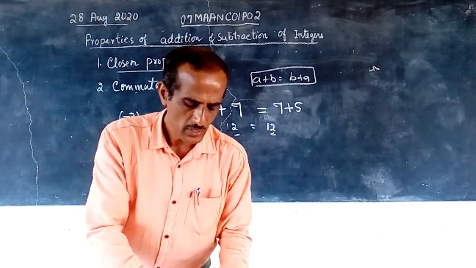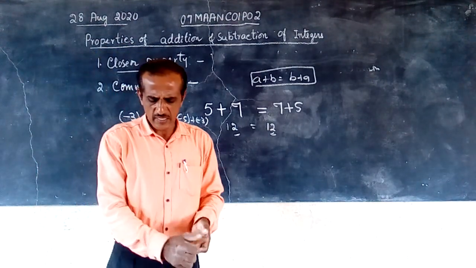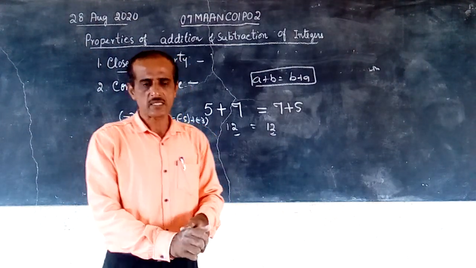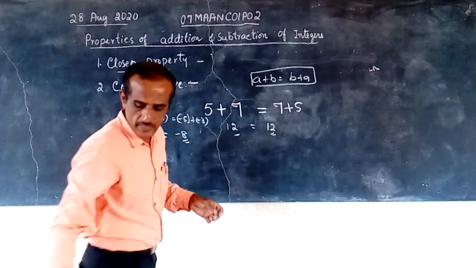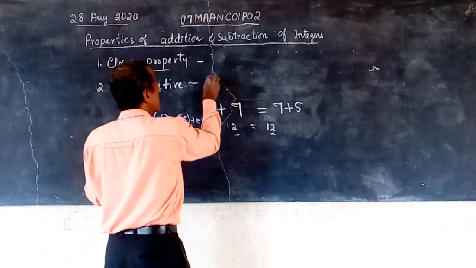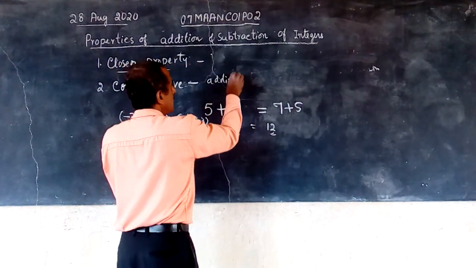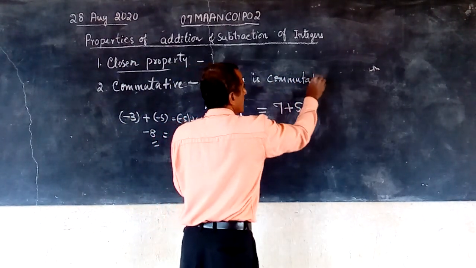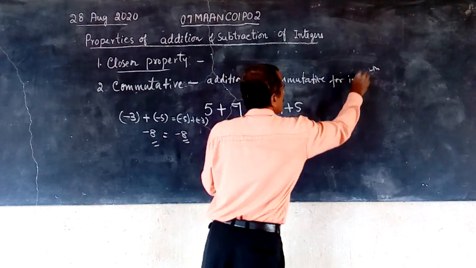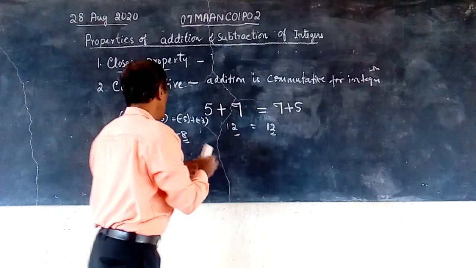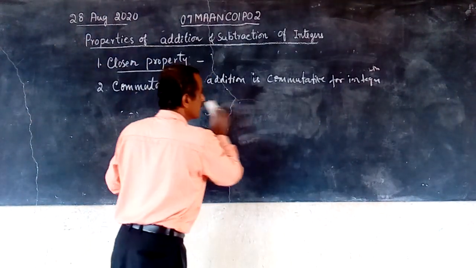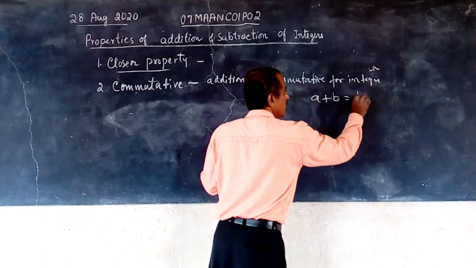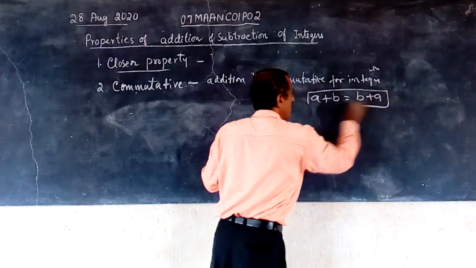Therefore, we can say integers are commutative under addition. Addition is commutative for integers. Now what about subtraction? What happens to the answer? In addition, in general A plus B is equal to B plus A. The answer remains same.